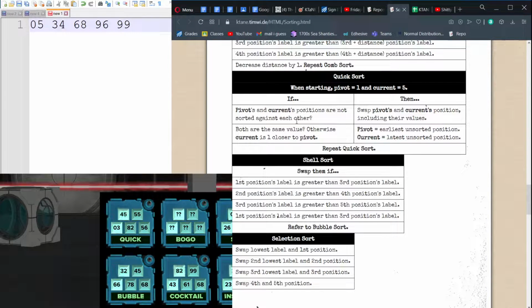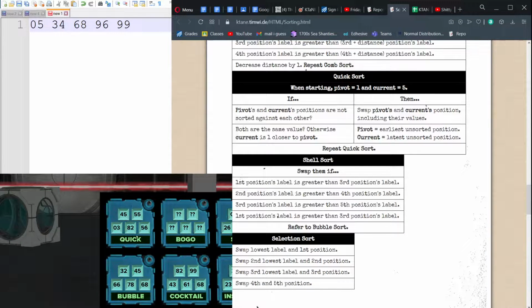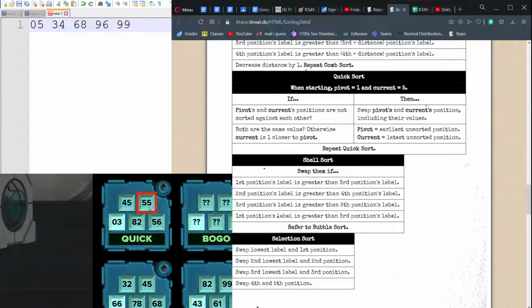Okay. So basically, we have some terms. We have the pivot and the current. The pivot is always going to start at 1, and the current is always going to be at 5. And basically, if the pivot and current are not sorted against each other, then we just swap the two. And let's see. And if they are the same value, then the current is 1 closer. So if we would happen to have like 45 and 45, then we would just move the current to be 1 closer.